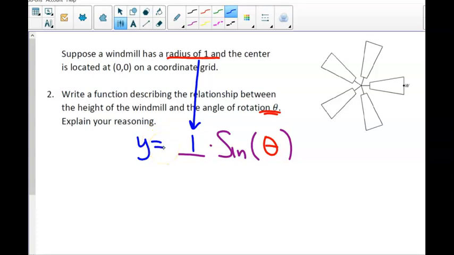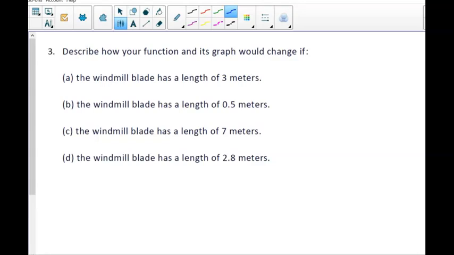So the 1 represents the radius, and then we're doing sine because we're talking about y value or height. And again, we're not including the first number because we don't necessarily know the height the windmill is from here to the ground. So we're going to assume that this point here is actually at 0, 0, and the length here is 1. So in problem 3, we're going to change the length of the blade. So if you write the equations for each of those, turn the video back on when you are finished.